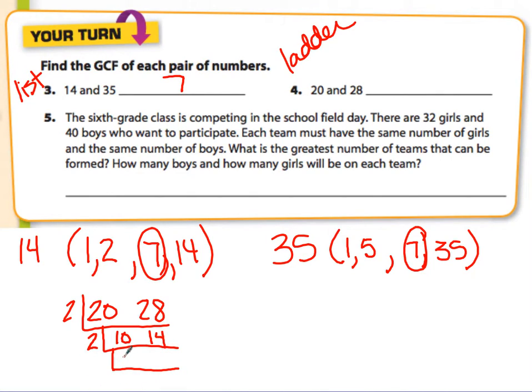10 divided by 2 is 5. 14 divided by 2 is 7. The largest prime number that can divide both of those is 1. So I stop there and I multiply my other two prime numbers and I get 4. So the GCF of 20 and 28 is 4.